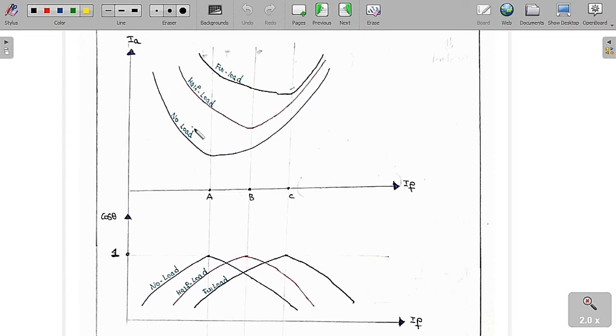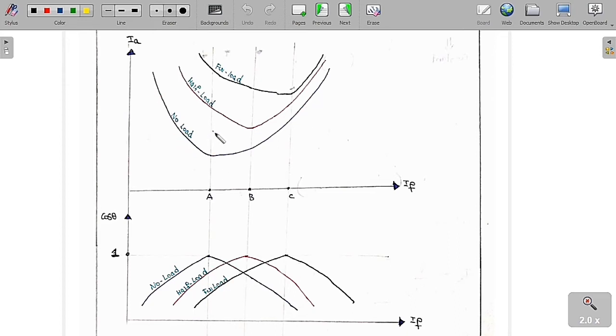So whenever the field current increases, the current decreases up to unity power factor, the angle decreases, and therefore the power factor increases. But if you still increase the field current, the armature current increases and the power factor angle increases, so the power factor will decrease. Therefore the graph between IA and IF is a V shape, and the graph between power factor and IF is an inverted V shape. This is for the no load case.